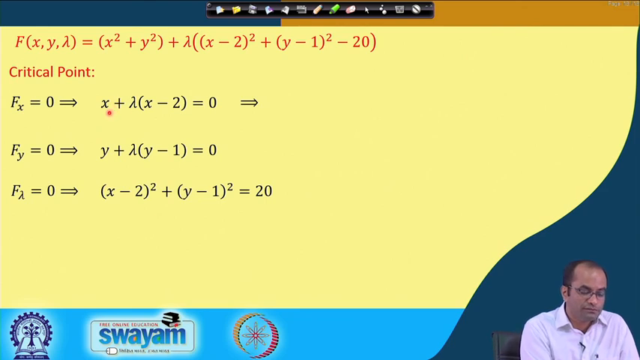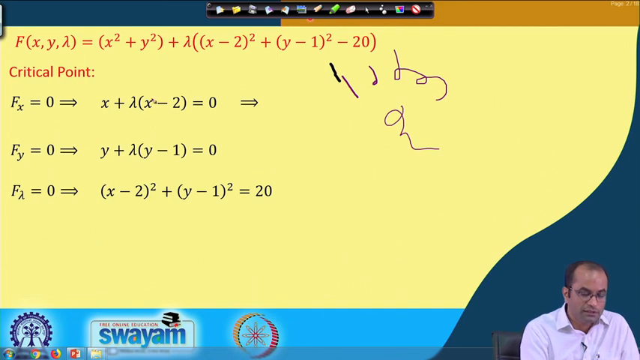From this equation first we will write down this x minus 2 in terms of lambda. From the second equation also we will write y minus 1 in terms of lambda. We will substitute here. So, we will get possible values of lambda. So, in this way we will solve this. Let us look at the first problem here.